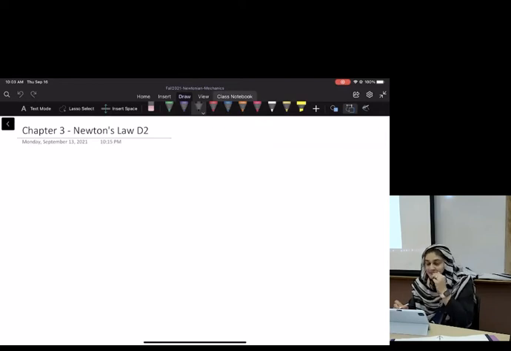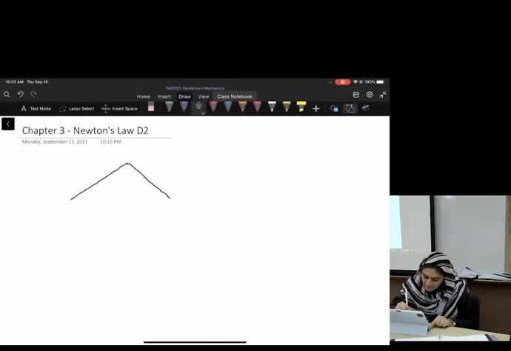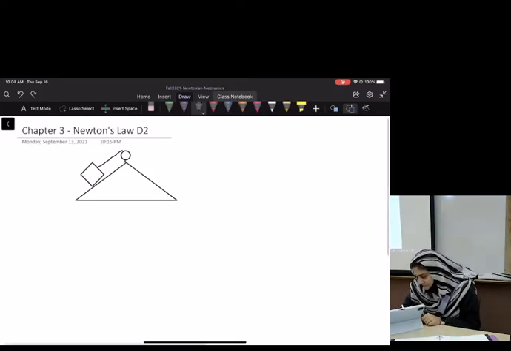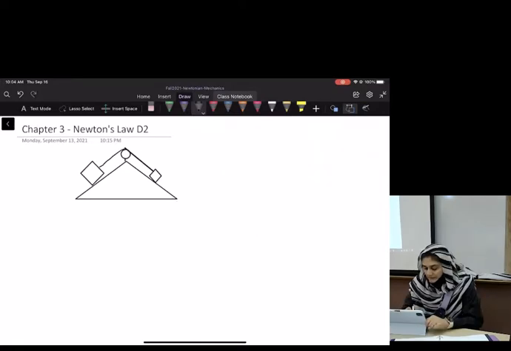I want you to write Newton's laws. Do not look at anyone. Try writing it on your own for this scenario. This is M1, this is M2. M1 is bigger than M2 and friction exists.